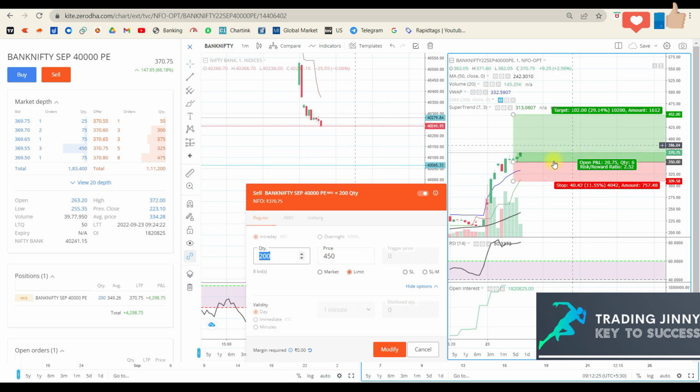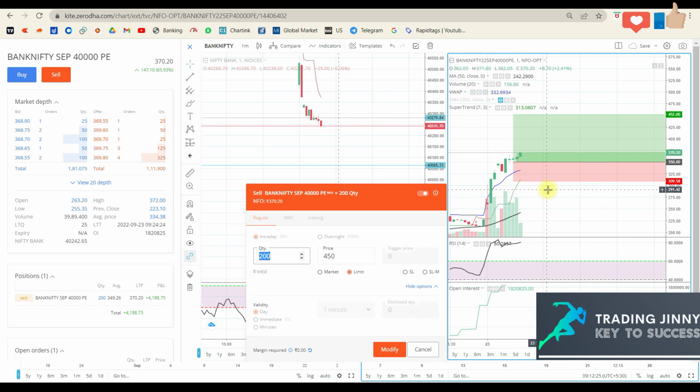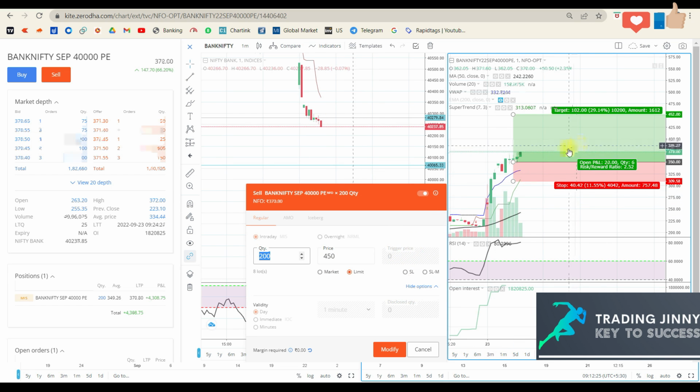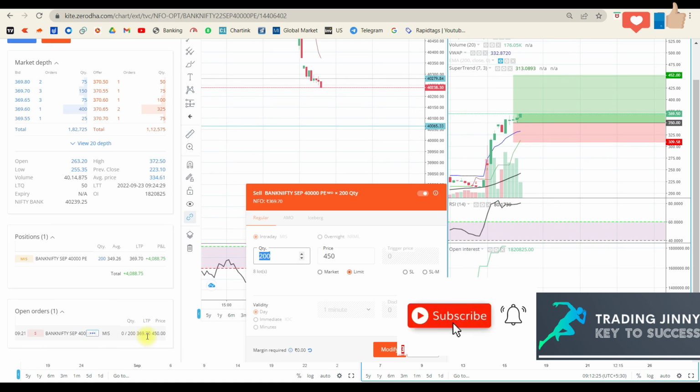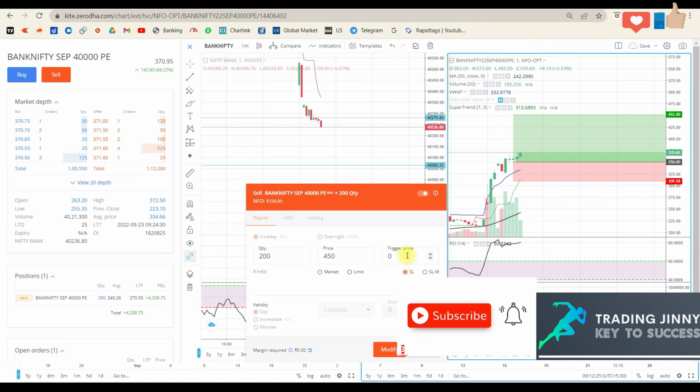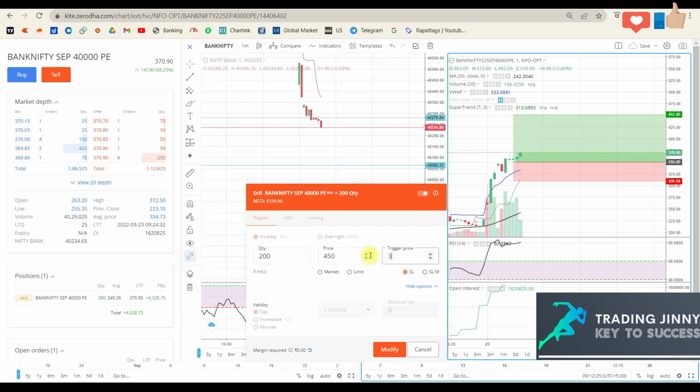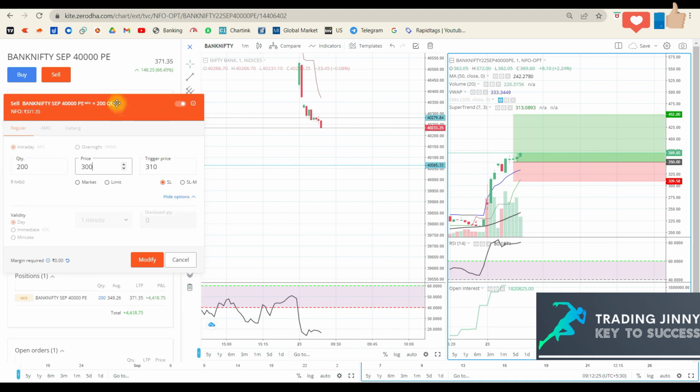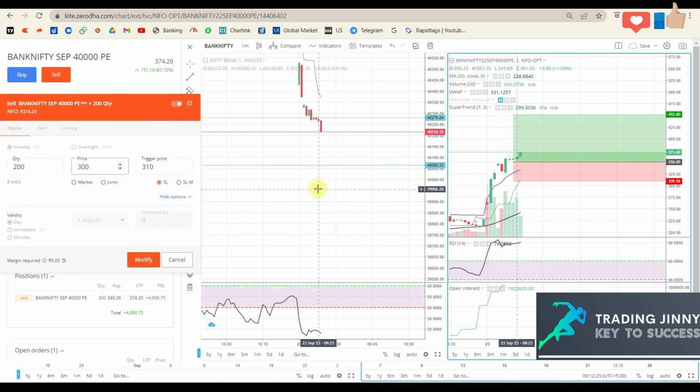So 450 is my target and 310 is my stop loss. I've set my target for 450 and keep a stop loss of maybe 310 to 300 ready. By any chance if it comes suddenly down, I'll be able to immediately put my stop loss. So now let's see how this pans out for us.